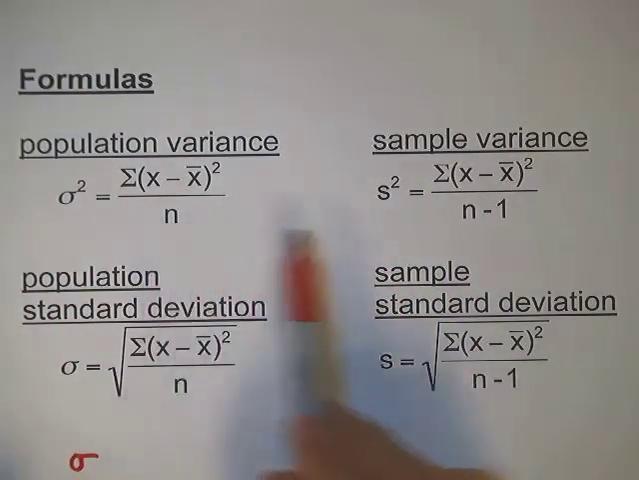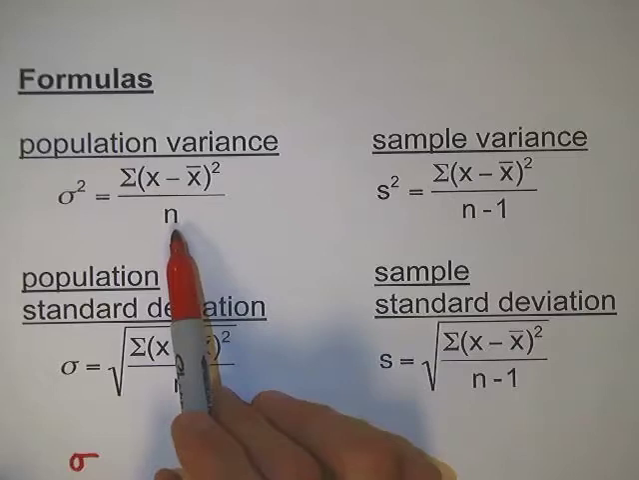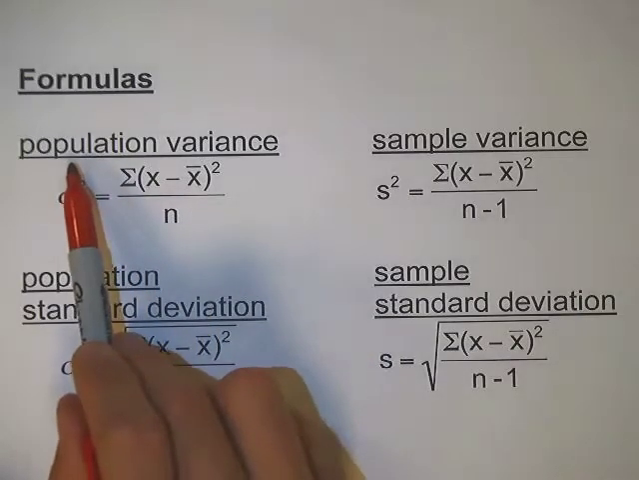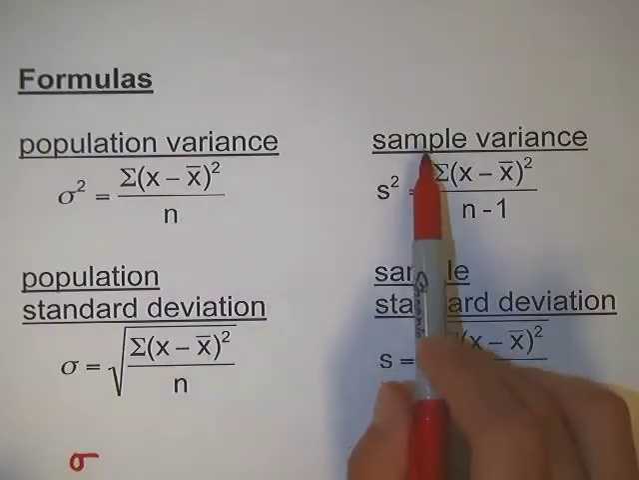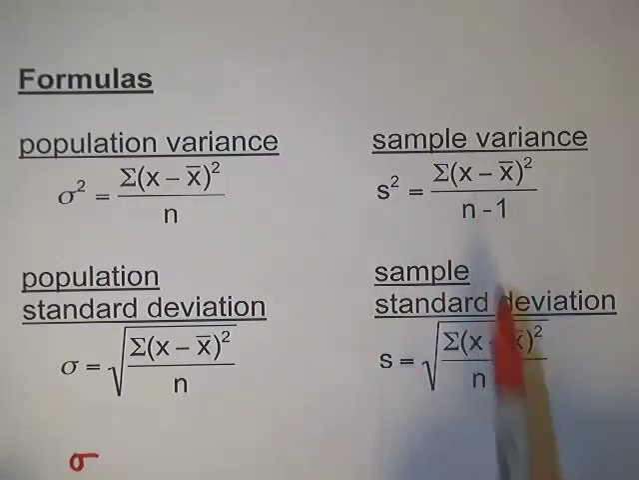Now, if we look at the difference between the two formulas, if you're dealing with a population with sigma, you're only dividing by n. For a sample, you're dividing by n minus 1. Notice that's the same, n minus 1, n minus 1.